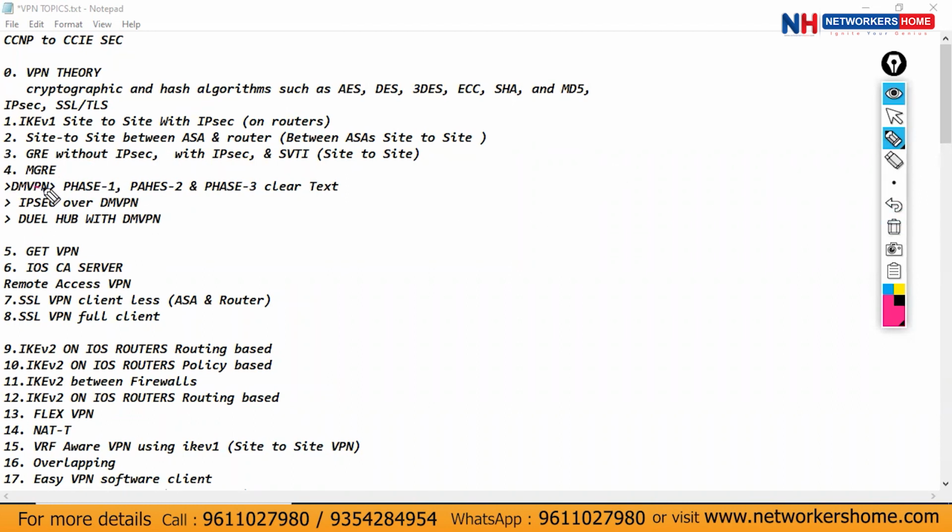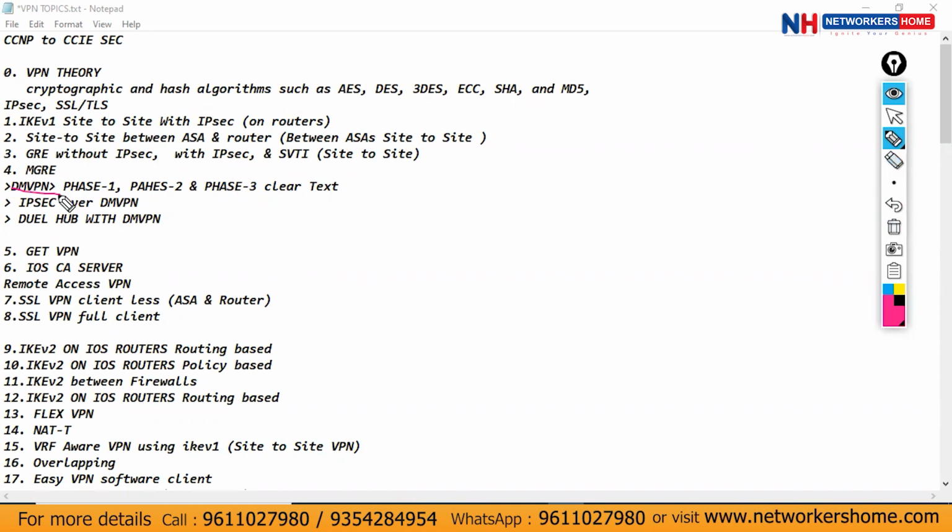In this, you'll have different phases: a phase 1 deployment, phase 2 deployment, and phase 3 deployment. And all these three deployments will be in clear text. Till now, we haven't applied security. Now, to implement security over this DMVPN, you need to understand IPsec over DMVPN. Now, I told you in this DMVPN we'll have one server and clients. The server will be known as a hub and clients will be known as spokes. So hub and spoke communication.